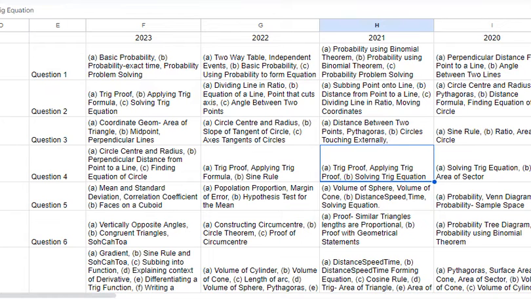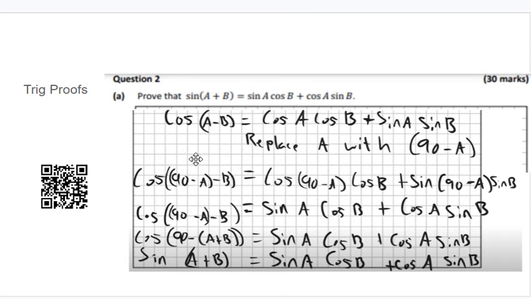So it's something that you can't really go into the exam without knowing. This is the one that came up last year, and you just have to learn it off. This is how to do this one. You replace a with 90 minus a, and then you have cos of 90 minus a minus b, and then you can sub in from there, and eventually you get out in the end what they're asking you for. So sine of a plus b.